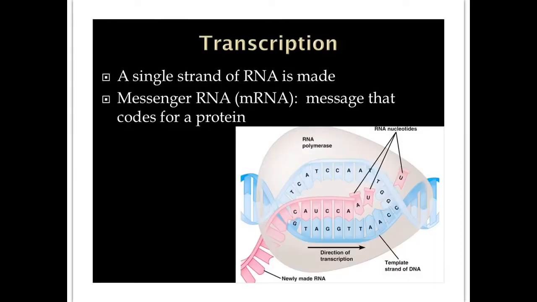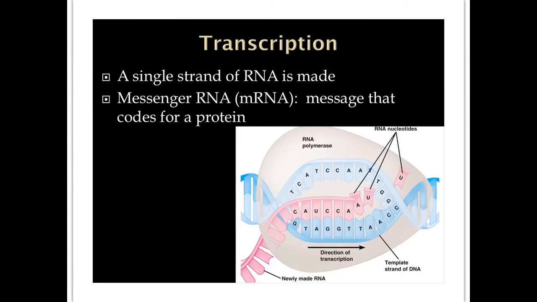Let's take a closer look at how RNA polymerase actually works. This gray image is my RNA polymerase enzyme. It is partially unzipping my DNA, which is shown in blue. Only one strand of the DNA is going to be read to make one strand of RNA. That's another difference between DNA and RNA: DNA is double-stranded, while most RNA is just single-stranded.